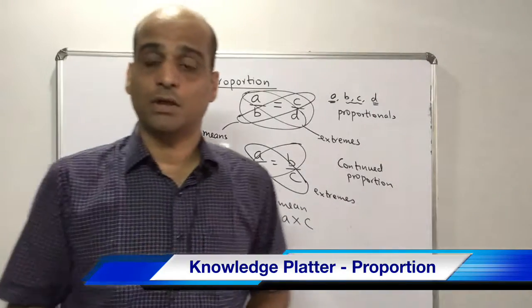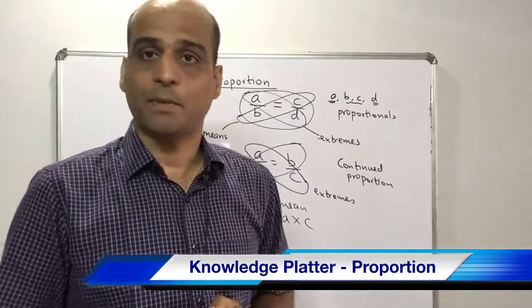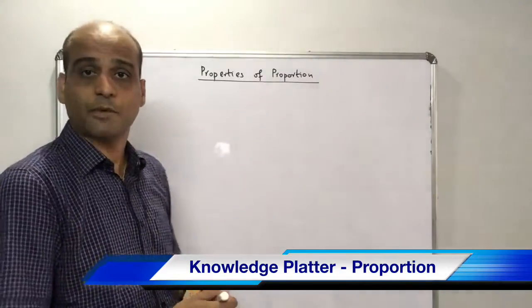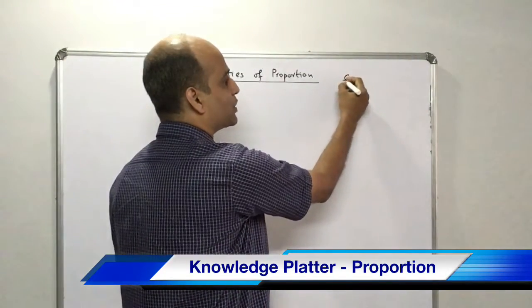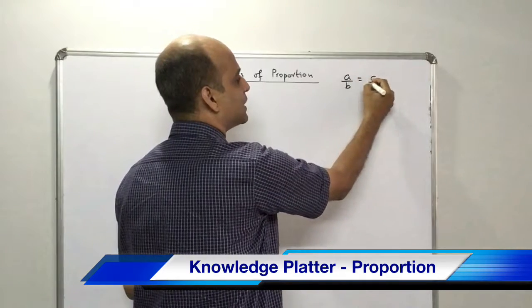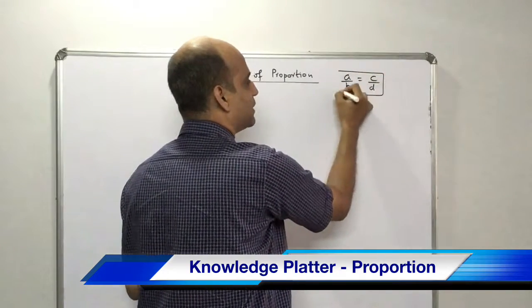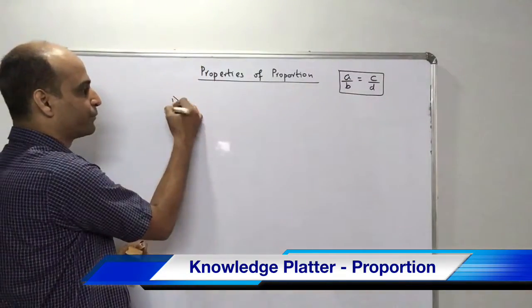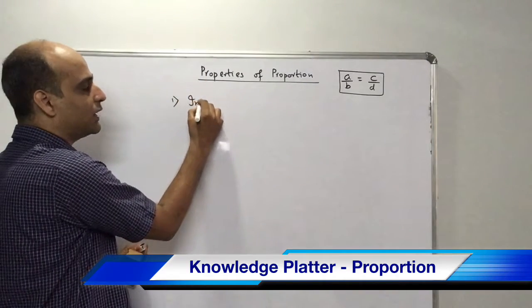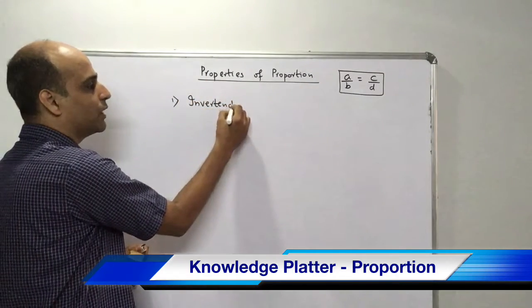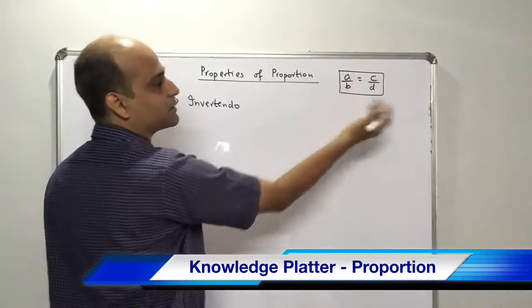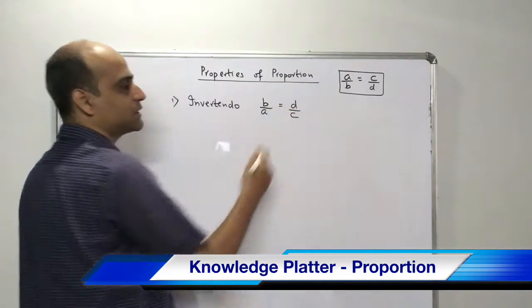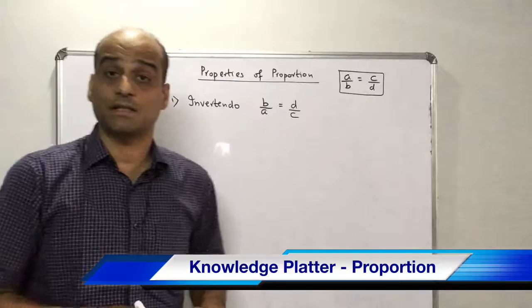Okay, we now move further with the various properties of proportion. Okay, now we continue with properties of proportion. Now suppose I take a proportion A upon B equal to C upon D. Say this is my given proportion, A upon B equal to C upon D. Then the first property is called invertendo. Now here what we do is we just take the reciprocals on both sides. So you have B upon A equal to D upon C. So this one is called invertendo.